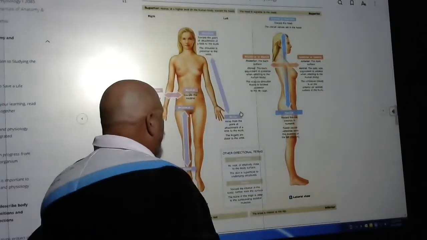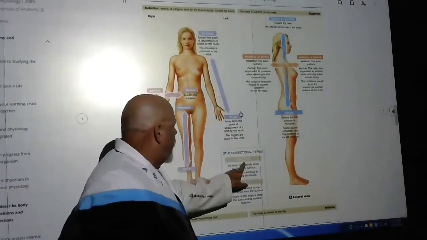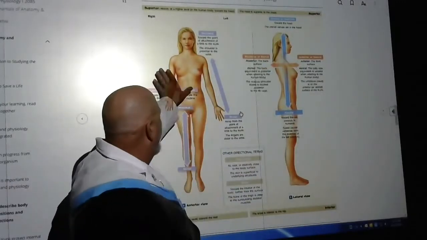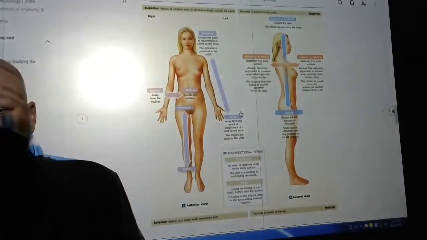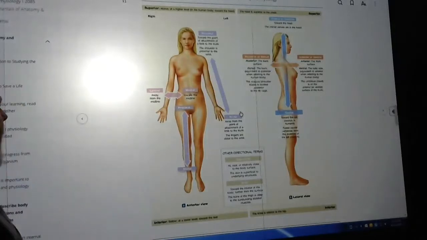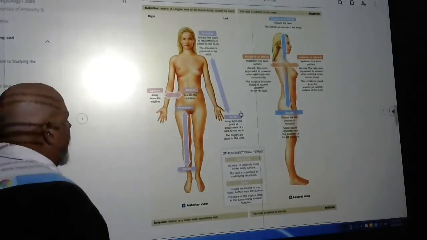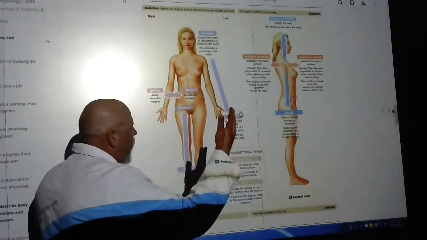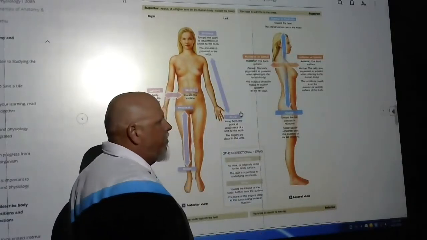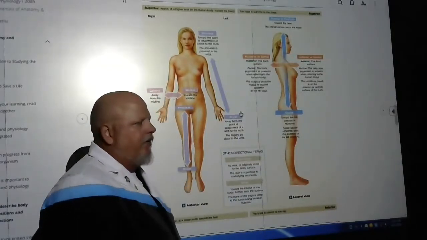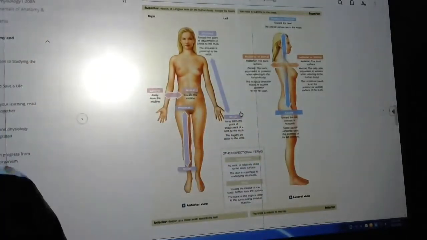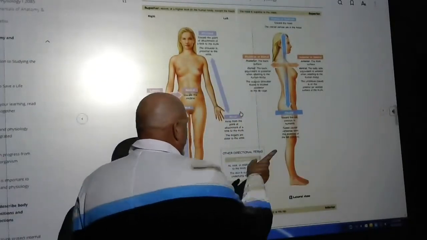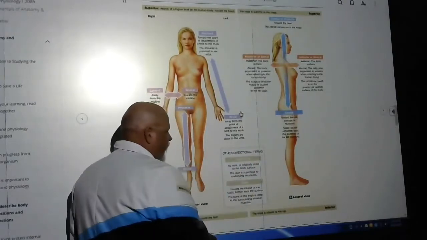Now, one other thing here, we have directional terms as they relate to your skin. The most superficial organ of your body is called the integumentary system. But what is right below the integumentary system? Fat, then the muscular system, and of course as you go, you go from superficial to deep.